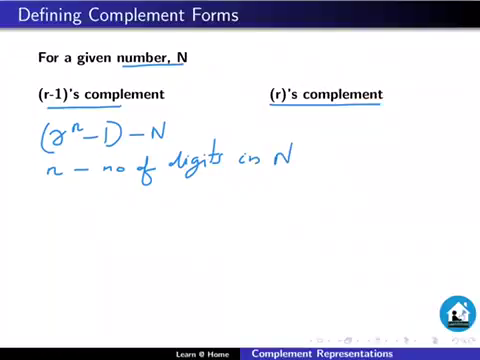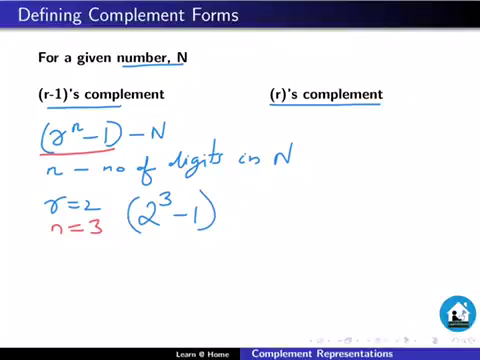And let us look at the binary numbers. Let us consider the binary number system where r is equal to 2. We know that r is equal to 2. And let us find out the value of r raised to n minus 1 for different cases. Like if you consider a 3-digit binary number where n is equal to 3, let us find out the value of r raised to n minus 1. Now that becomes 2 raised to 3 minus 1, and 2 raised to 3 minus 1 is equivalent to 7.